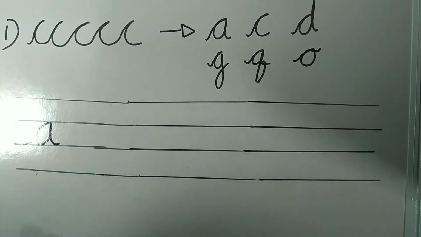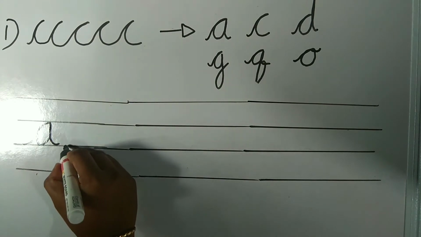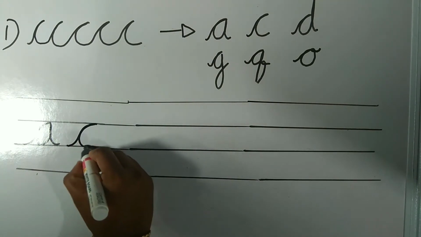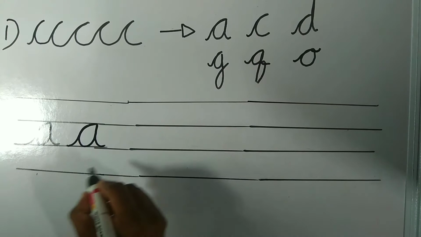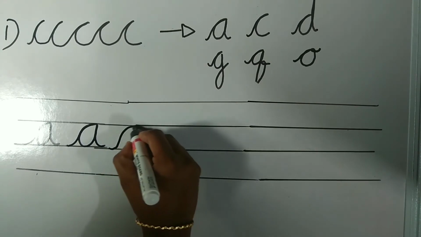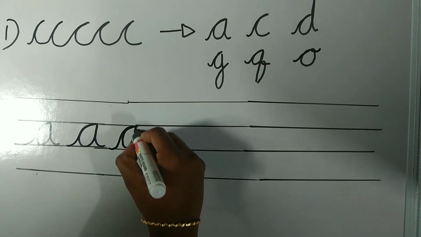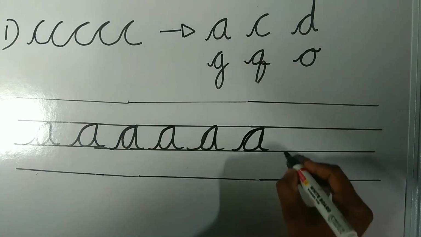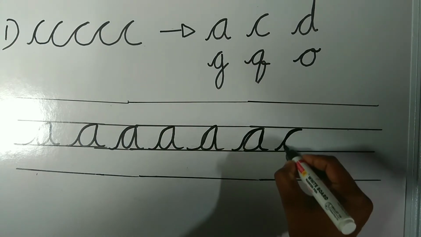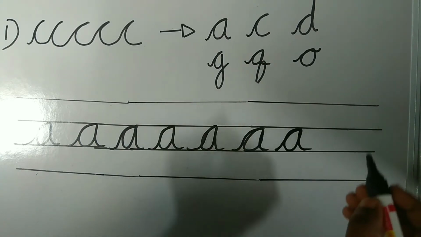The first letter is A. Start from the third line, touch the second line, then come down. Yes, start from the third line, touch the second line, then come down like a pattern. Once more, start from the third line, touch the second line, then come down.